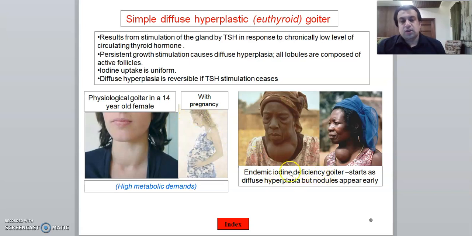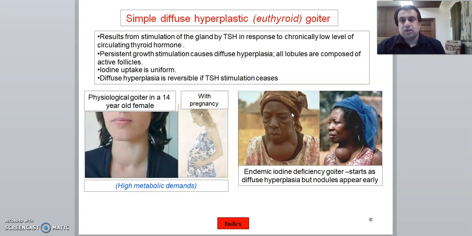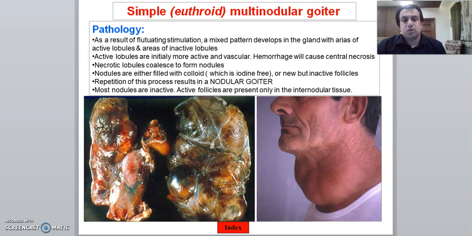Iodine deficiency goiter initially starts with diffuse hyperplasia, and then it turns into nodular goiter. So this is one of the things: initially, iodine deficiency presents with diffuse hyperplasia, and later nodular goiter. The next one is the simple euthyroid multinodular goiter.